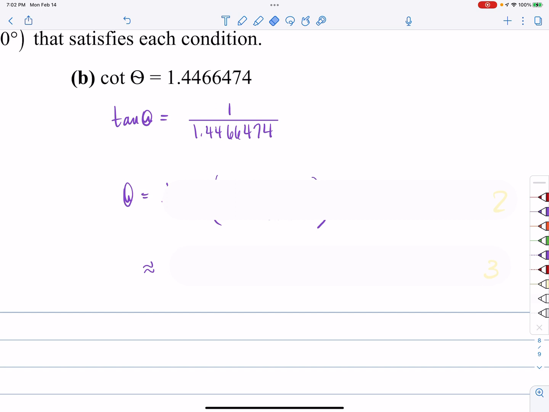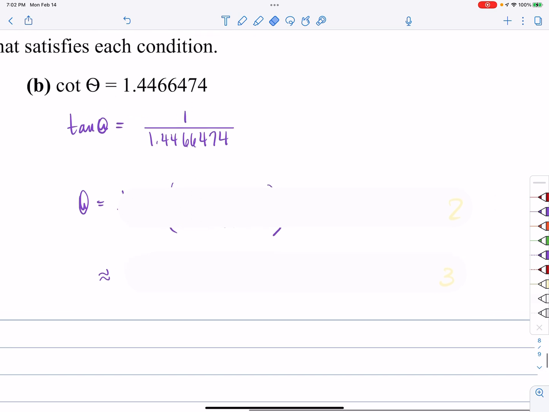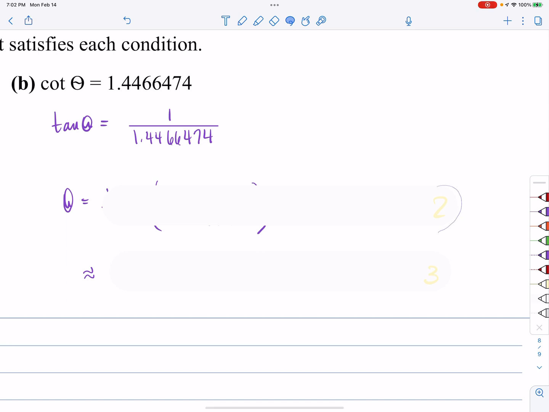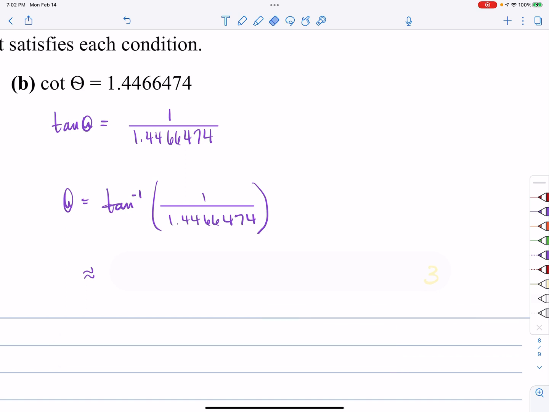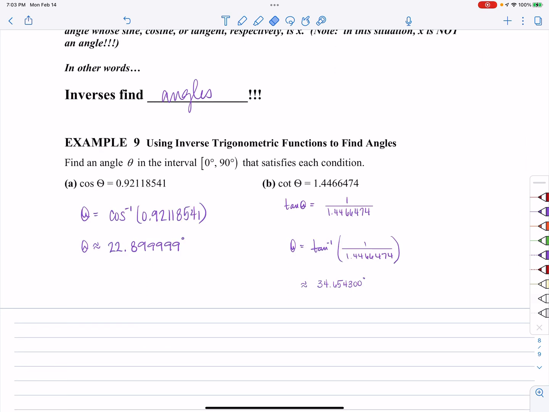I'm just using the reciprocal identities to be able to do this. Since I have a tangent and a tangent inverse button, now all I need to do is enter the tangent inverse of that fraction that we had there. So you're going to type into your calculator second tangent and then type in the fraction 1 divided by that ugly decimal. Go ahead and push enter, and you should get, once again, a degree measure in the first quadrant between 0 and 90 degrees at 34.6543 degrees.